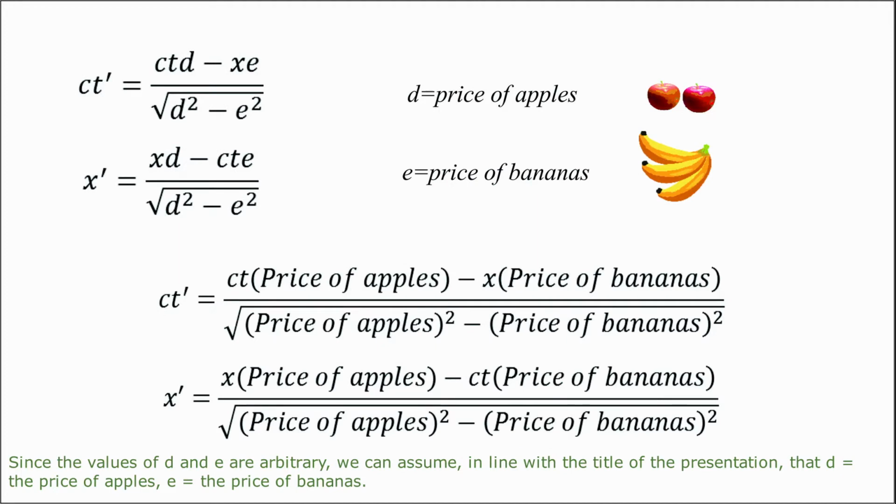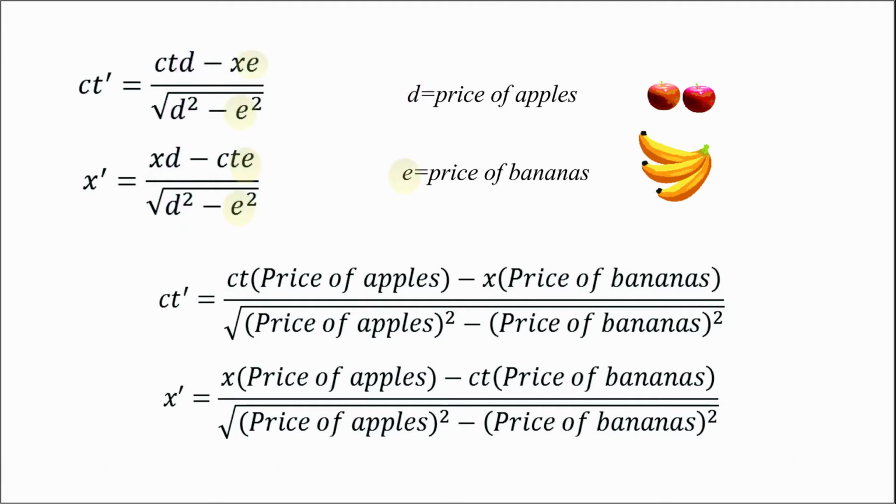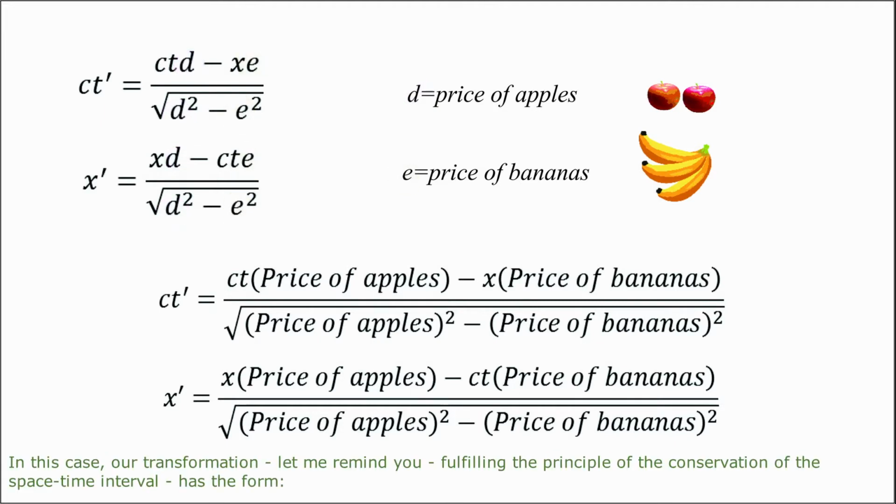Since the values of d and e are arbitrary, we can assume, in line with the title of the presentation, that d equals the price of apples and e equals the price of bananas. In this case, our transformation, let me remind you, fulfilling the principle of the conservation of the space-time interval, has the form. Here, the coordinates t prime and x prime depend on the prices of apples and bananas.